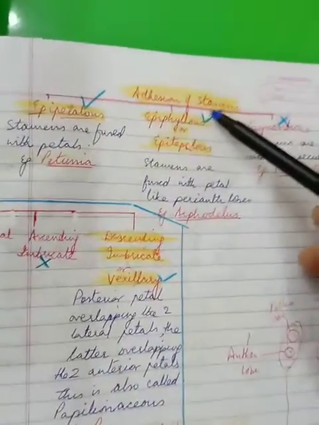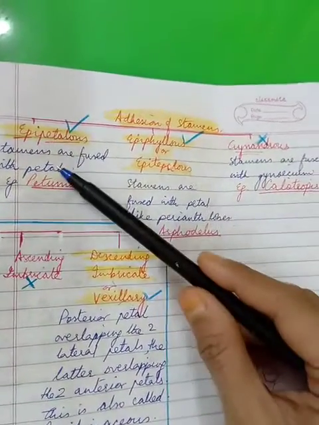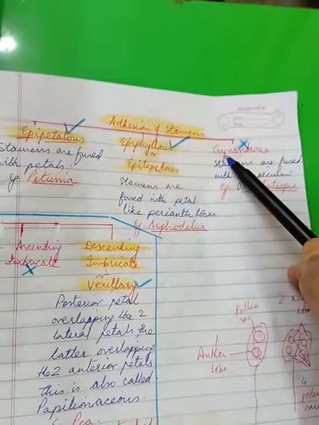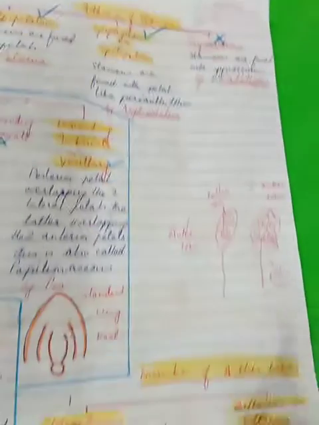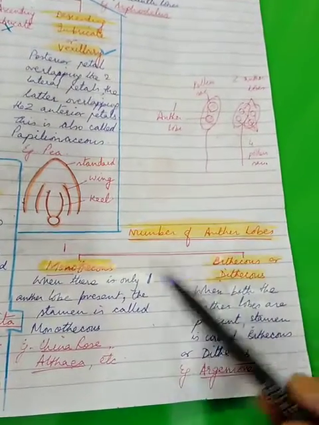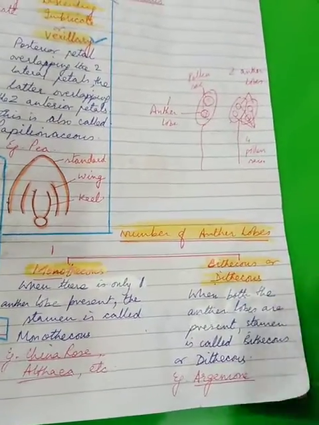Then we moved to adhesion of stamens and I explained to you the two terms epipetalous and epiphyllous, whereas the third one I told you is not mentioned in the syllabus. And the last topic for yesterday was number of anther lobes, that is monothecous and bithecous or dithecous.